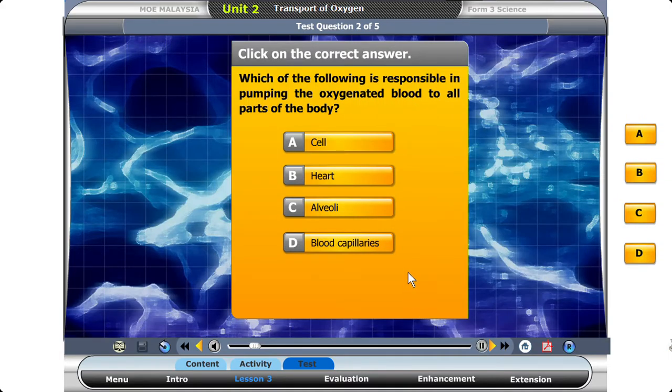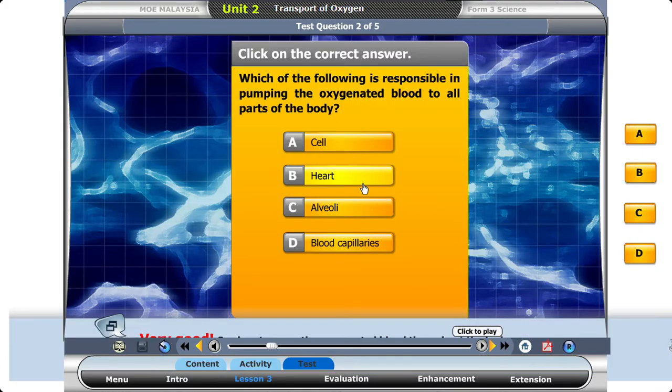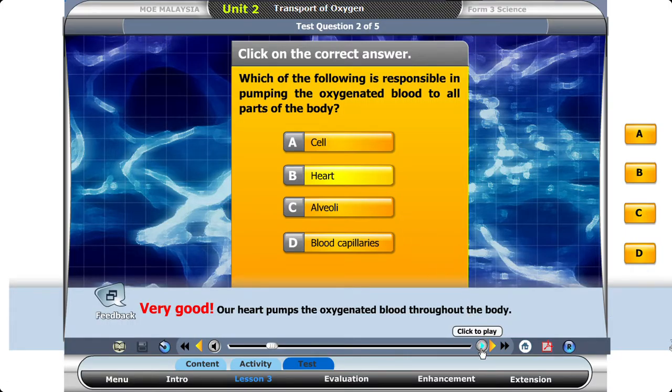Click on the correct option. Which of the following is responsible in pumping oxygenated blood to all parts of the body? Very good. Our heart pumps oxygenated blood throughout the body.